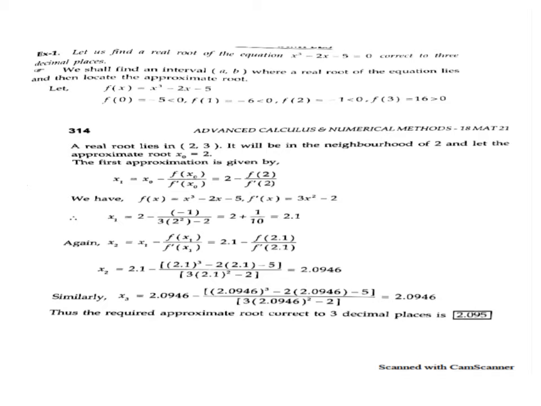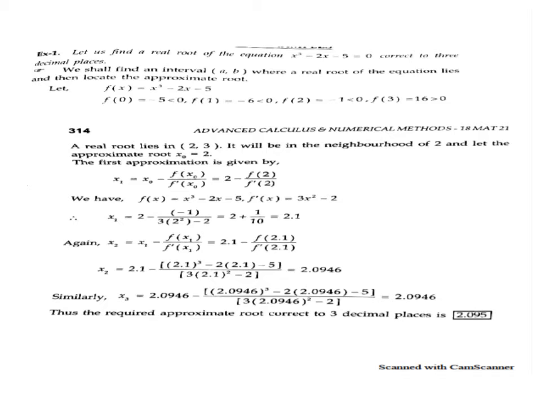Now we see that the value of f of 2, minus 1, is closer to 0 than f of 3, which is equal to 16, and therefore we consider this value as x0. So we say that the real root will lie in the neighborhood of 2, and consider x0 equals 2. In the formula, x1 is x0 minus f of x0 divided by f dash of x0, so we also require the derivative of the given function.